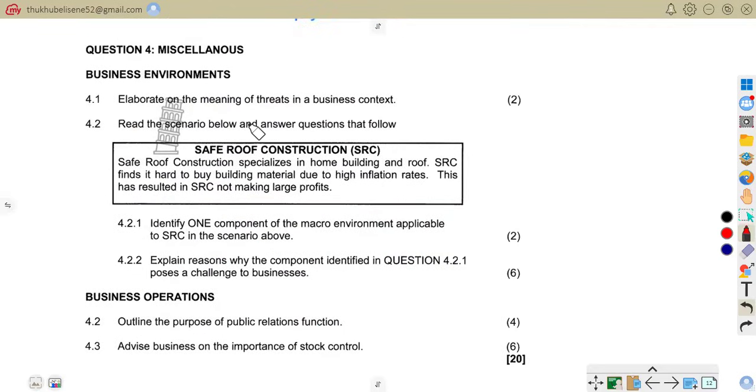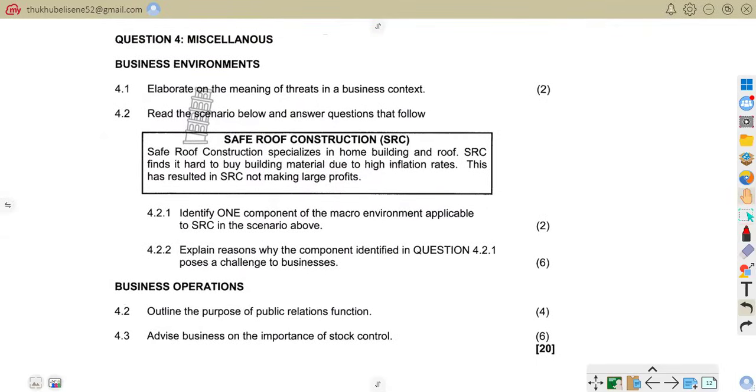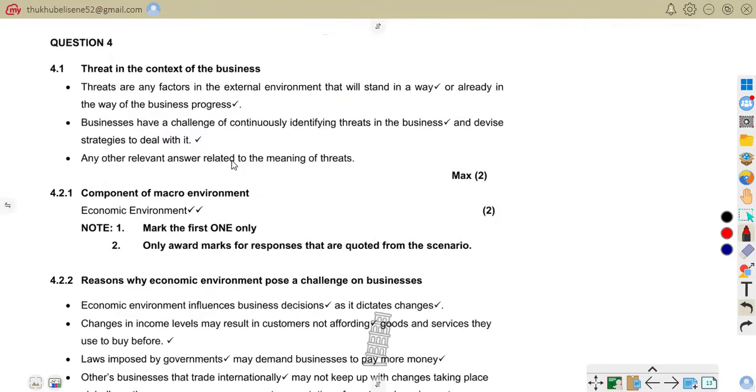So now we are coming to question 4, business environments. As it says in 4.1, elaborate on the meaning of threats in the business context. So that is 4.1. Threat in the context of the business.